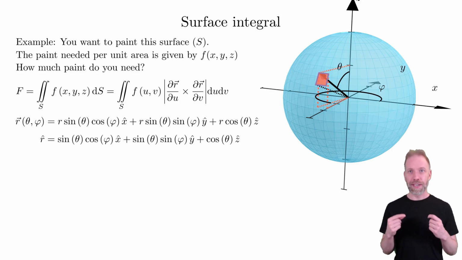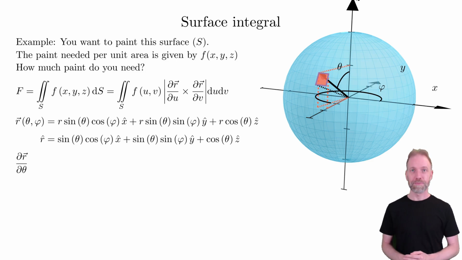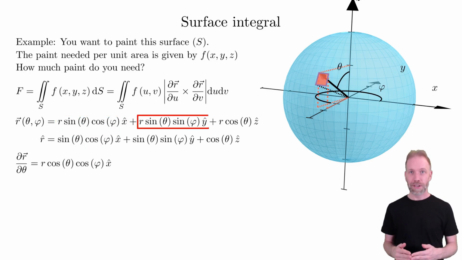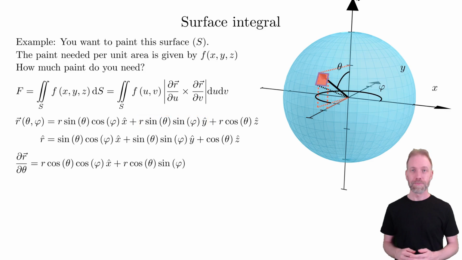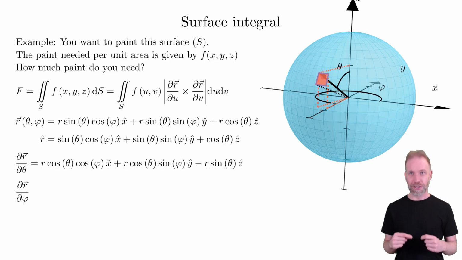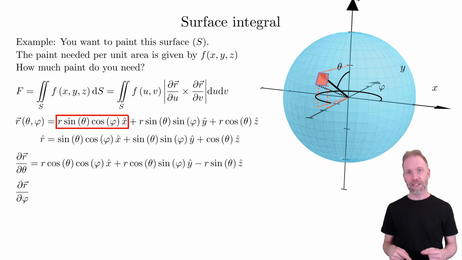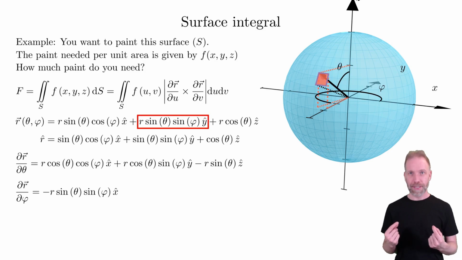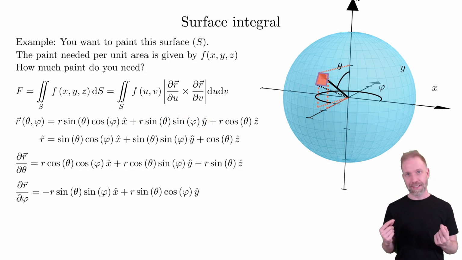Next, let us calculate the two vectors we need for the cross product by differentiating with the two angles. Start with the dr d theta. First, differentiate the x-coordinate with respect to theta. Continue with the y-coordinate and the z-coordinate. Do the same for the second vector dr d phi. Start with the x-coordinate with respect to phi, then the y-coordinate. The z-coordinate does not depend on phi, hence no contribution.